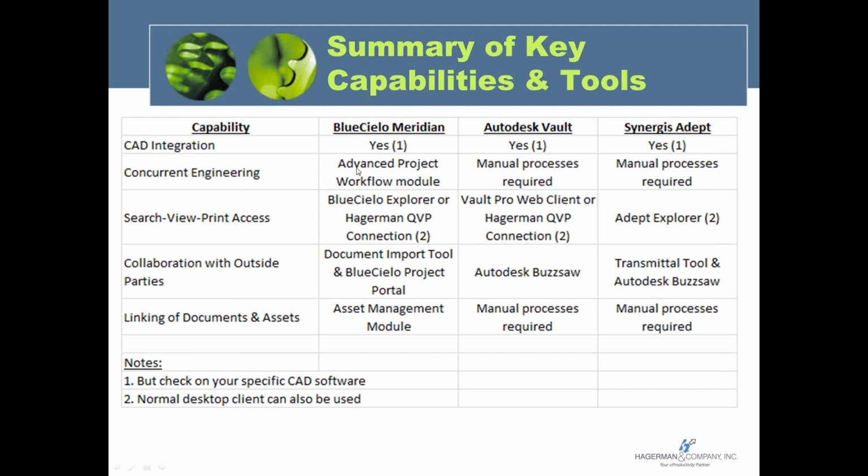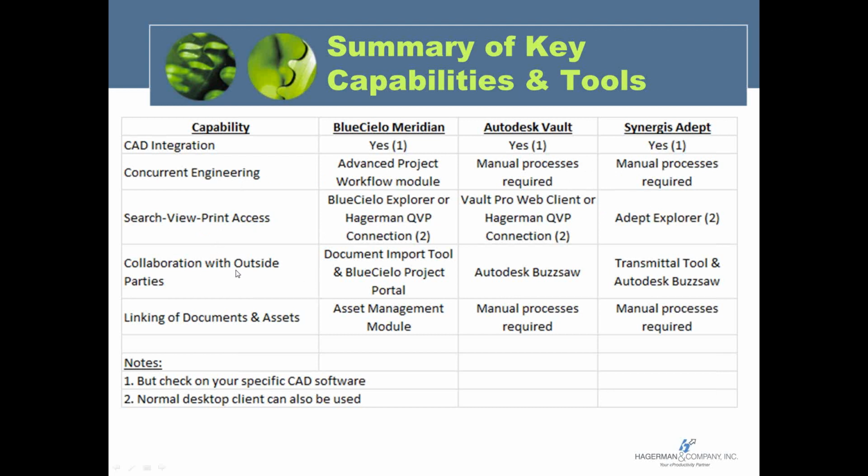Concurrent engineering: we took a look at the advanced project workflow module with Meridian for linking and managing the masters or as-builts and how they relate to the project copies. Currently with Vault and Adept, some manual processes are required to do that. For search, view, and print access, we saw the demo of the BlueCielo Explorer. We also looked at the Hagerman QVP connection, which works with Meridian and Vault. We looked at the Vault Pro web client a little bit, and then Adept Explorer with that forms-based search.